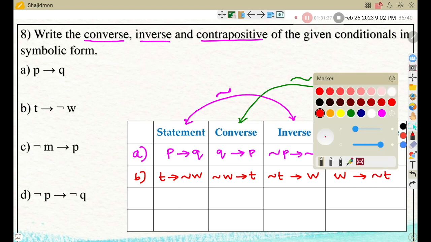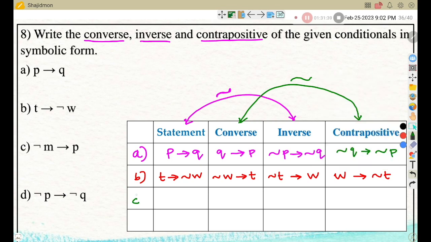Now question number C. Negation of M implies P. So first converse, write in reverse. P implies negation of M. Then inverse statement negation, that is negation of negation M means M implies negation of P. After that contrapositive, converse negation, that is negation P implies M.